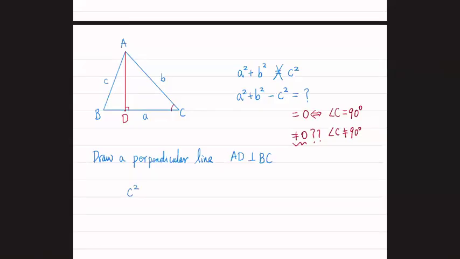Okay, so now we can see this is a right triangle. We can apply the Pythagorean theorem. C squared will be AD squared plus BD squared. That's very easy. I've done this many times. Now we will need an expression, a formula for AD. How do we express AD using this angle C?